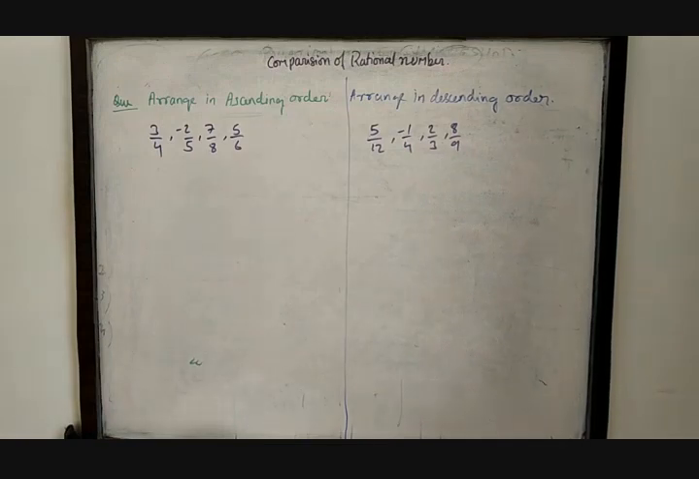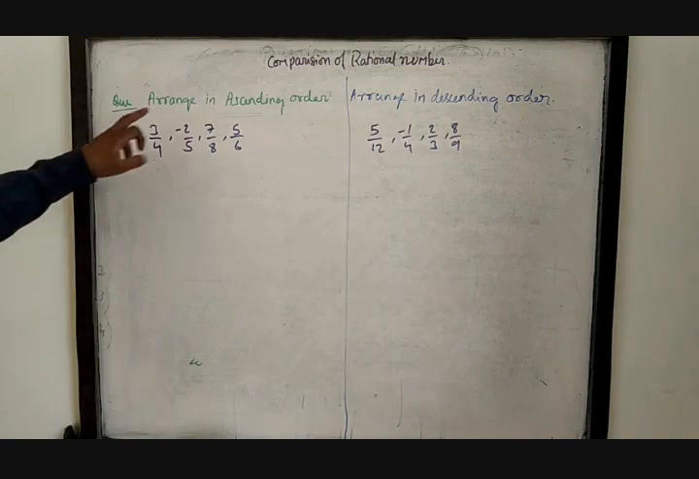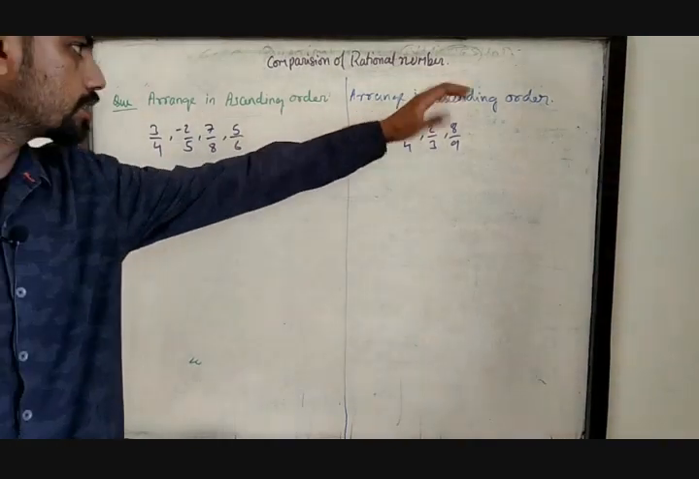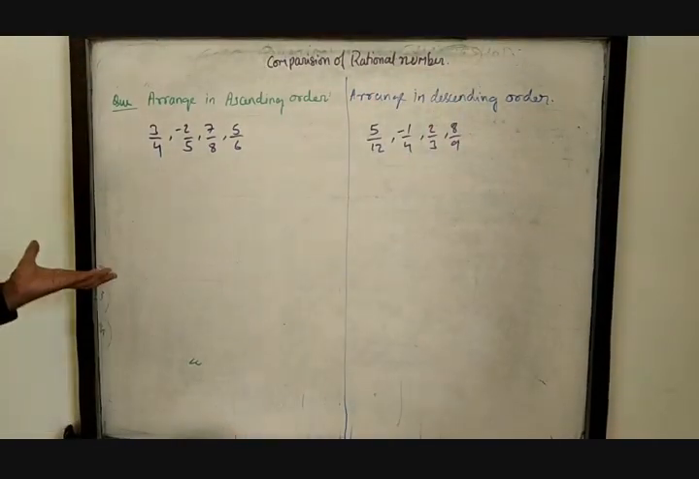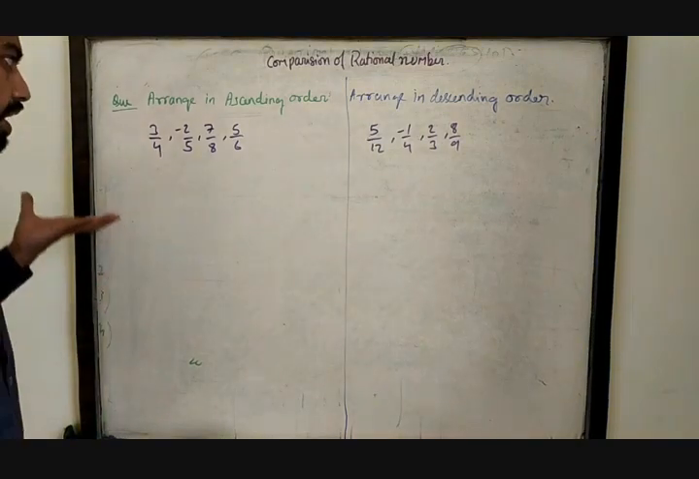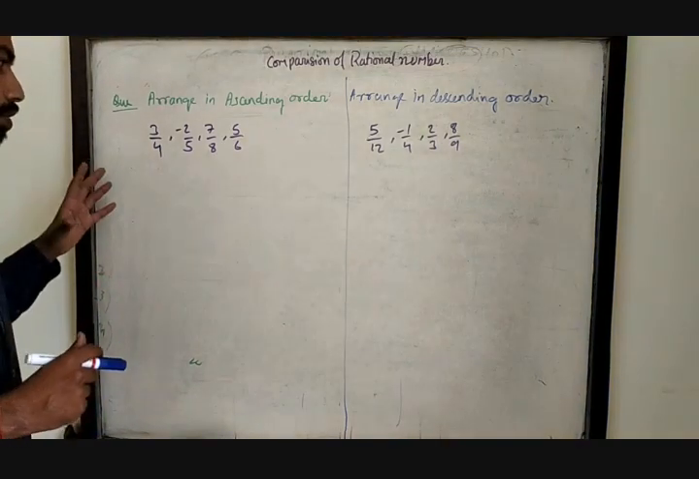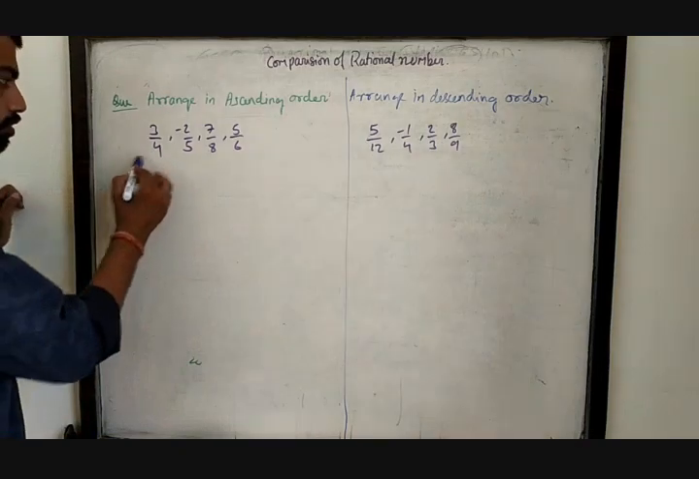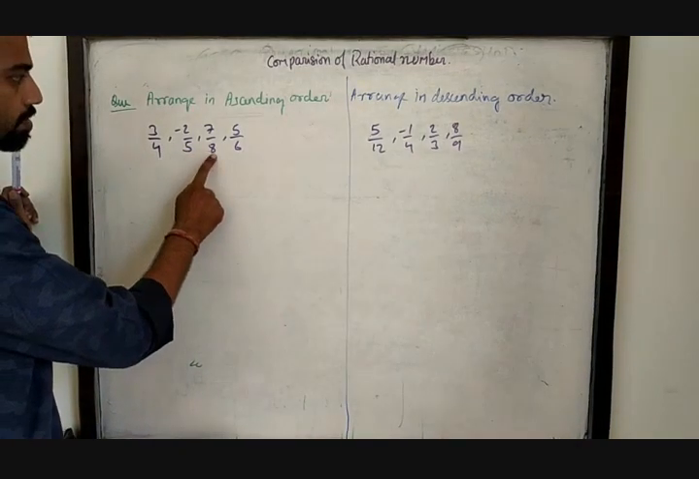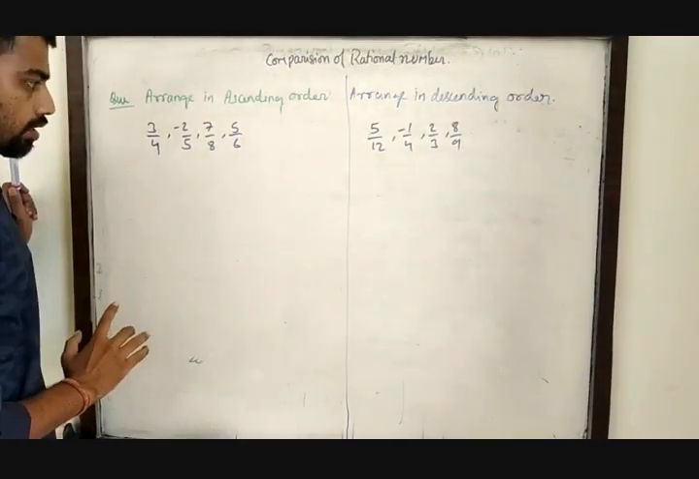Now on the basis of comparison of rational numbers, we have to solve this question. The first question is to arrange in ascending order, the second is to arrange in descending order. The process will be the same, we just have to apply the concept. In this question we have 3 by 4, minus 2 by 5, 7 by 8 and 5 by 6.